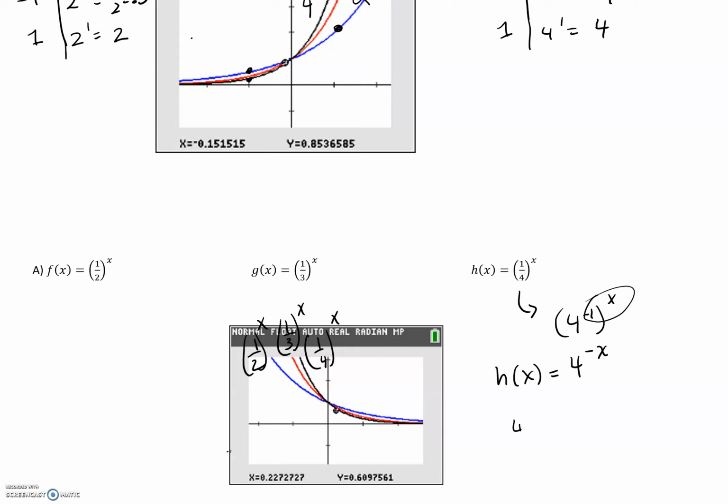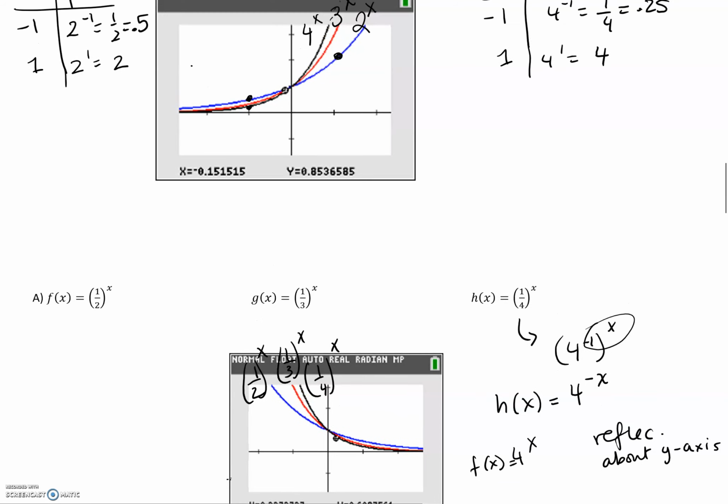Which means all I did was I took 4 to the x and reflected it about the y-axis, because I made the x's the opposite of what they were. So basically 1/4 to the x in black here is really a reflection of 4 to the x in black up there. That's all we've done. We've taken the three functions and reflected them about the y-axis.